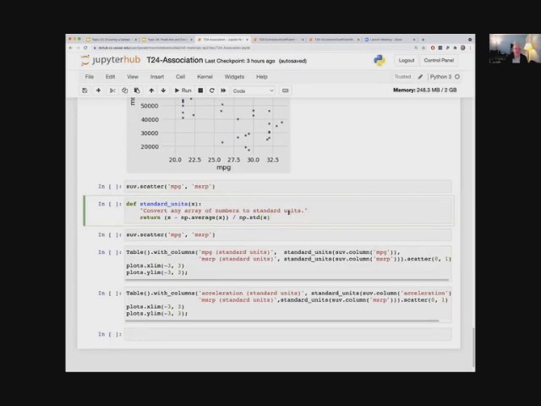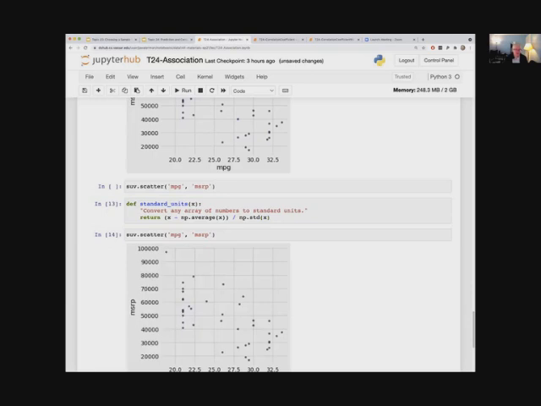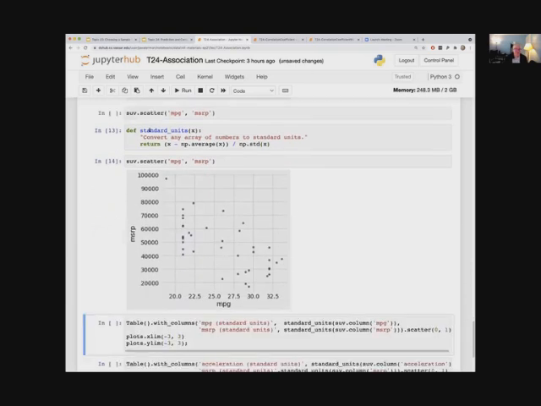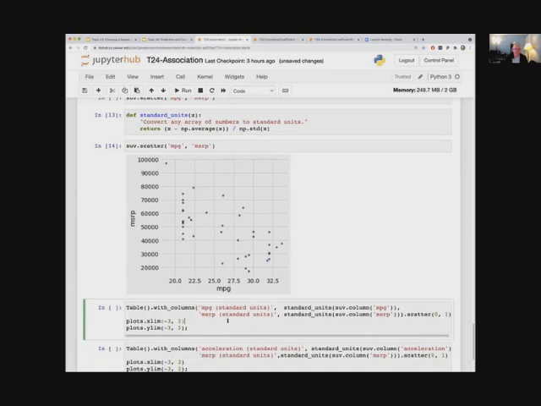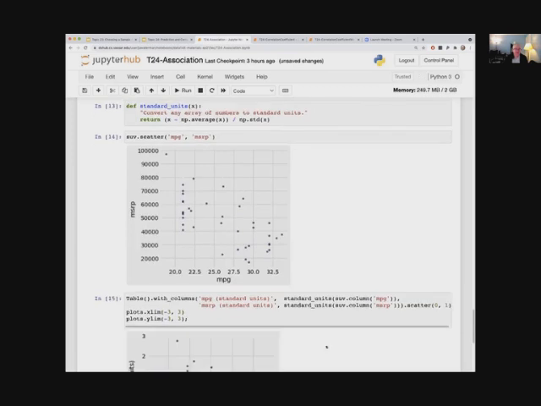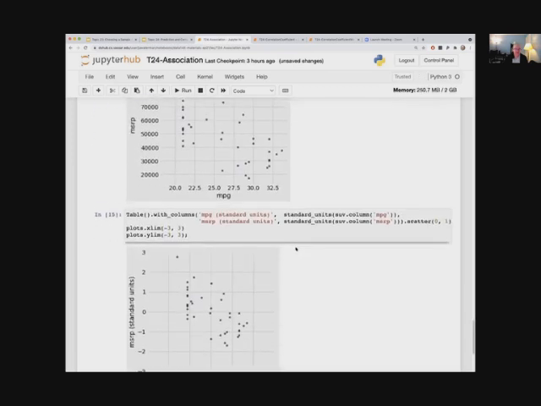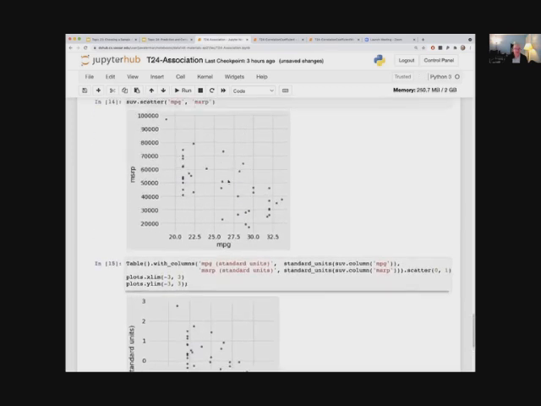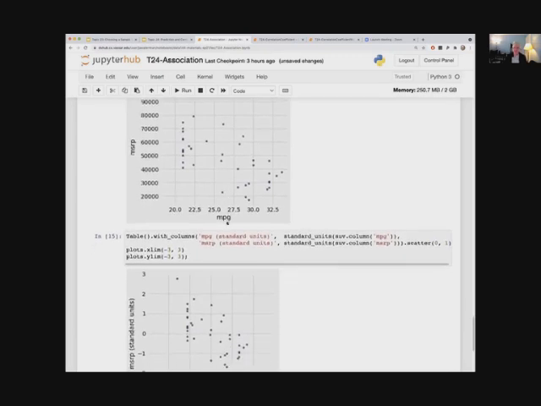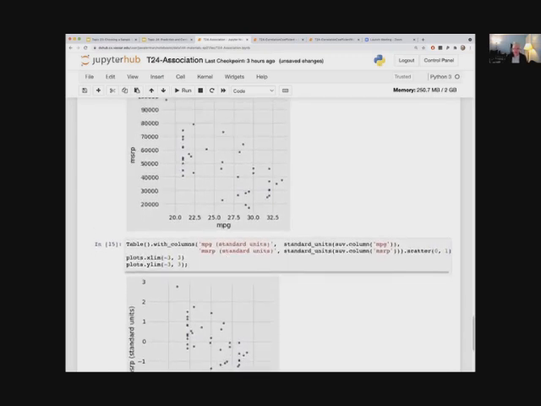Okay. And so here's our plot before we converted. All we're going to do here is make a new table. We're going to take our miles per gallon and our MSRP and convert them into standard units. The thing I want you to see is that this is the same data, and it doesn't change the relationship between the data.